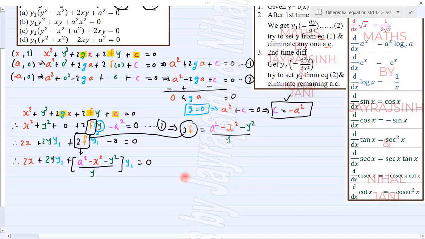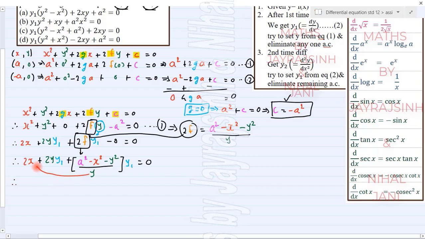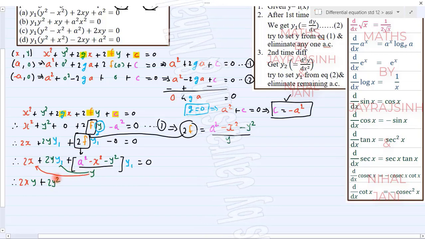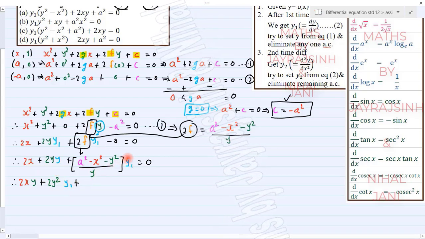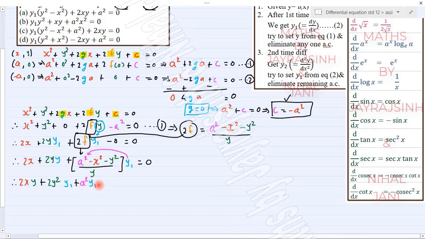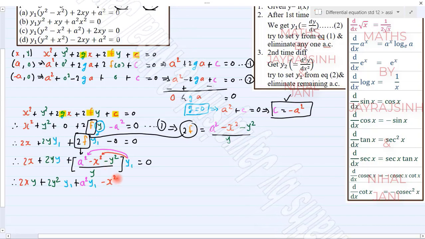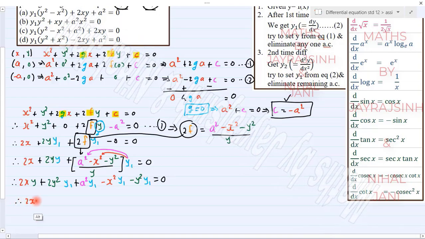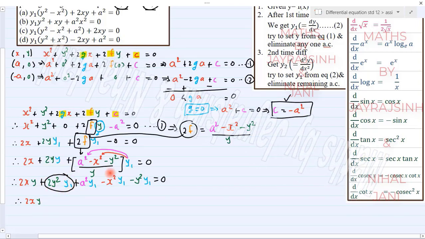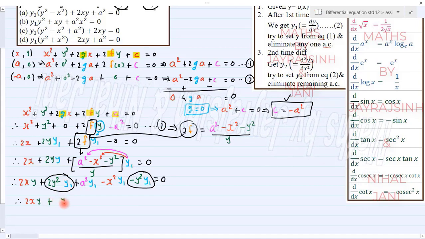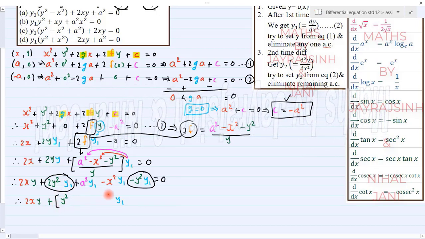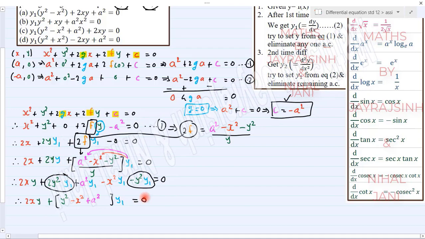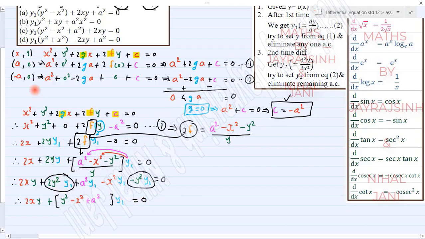Now in further simplification, we multiply this y with 2x, which will give us 2xy, plus y multiplied with the second term will give us 2y square y1, plus this y1 multiplied with a square will give us a square y1. y1 into x square will give us minus x square y1, and finally minus y square y1 is equal to 0. Now here your first term will be as it is, and this 2y square y1 and minus y square y1 will become plus y square y1, and if we take y1 common from the rest of the terms we will get minus x square plus a square into y1 is equal to 0, which can be considered as your required differential equation given in option C.